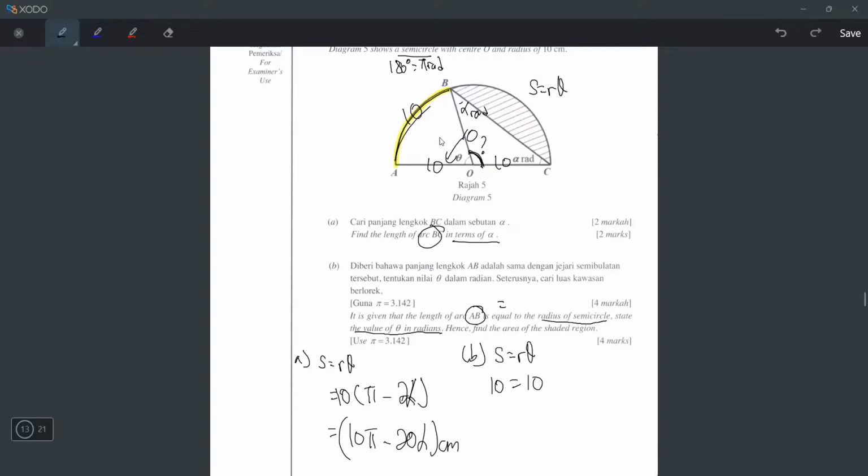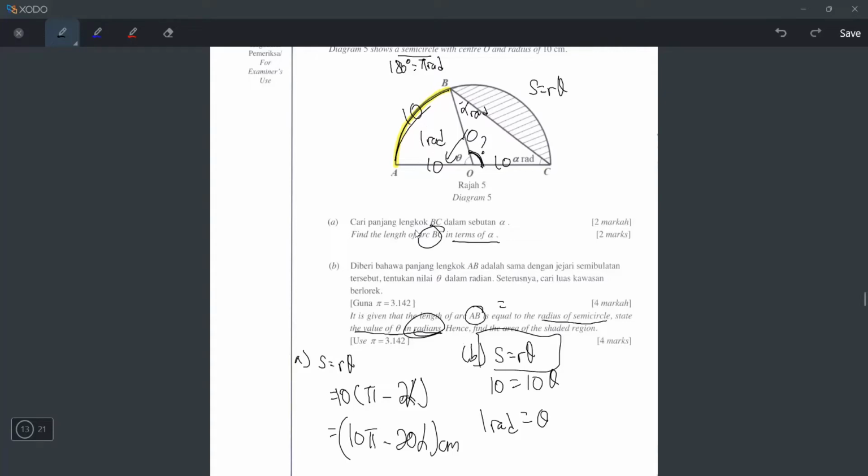You're talking about arc AB. So the theta they want to find, the theta is 1. So easy this one. In radian. It comes out in radian already because you use this formula, then the theta automatically comes out in radian. So it's not 1 degree, it's 1 radian. So that's the answer. So the theta here is 1 radian.